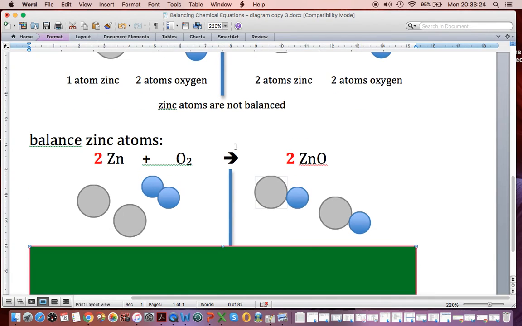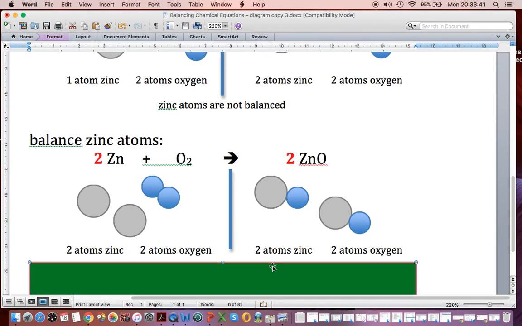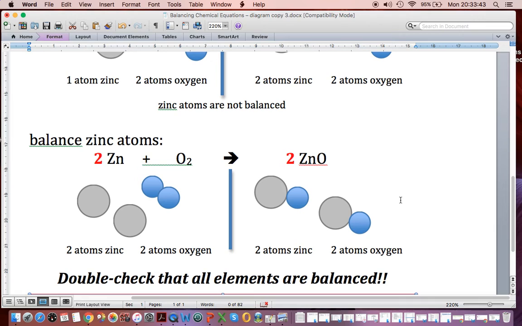And when we do that, we put a 2 in front here, and now we have 2 atoms of zinc. We have our molecule of oxygen with 2 atoms of oxygen. The 2 atoms of zinc become 2 atoms of zinc. The 2 atoms of oxygen become 2 atoms of oxygen. So by doing so, that is all balanced.